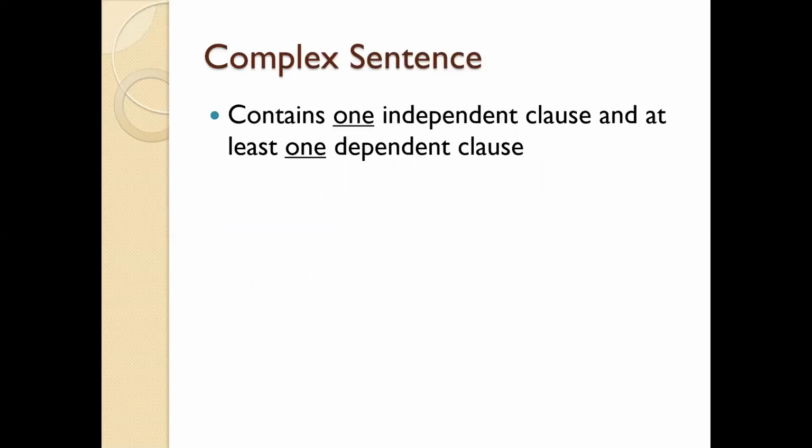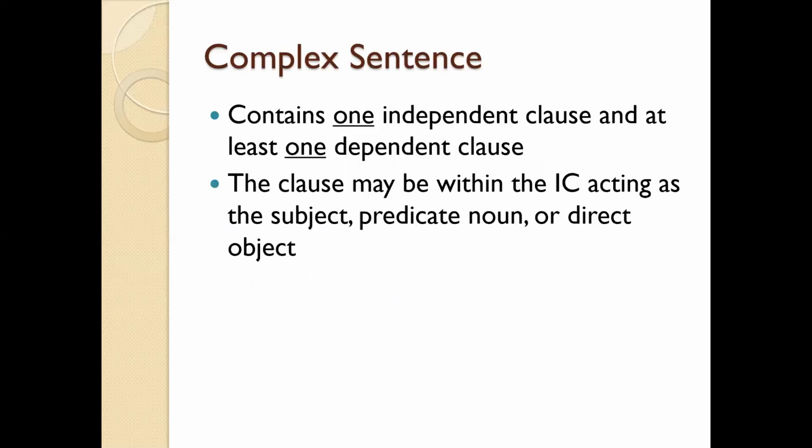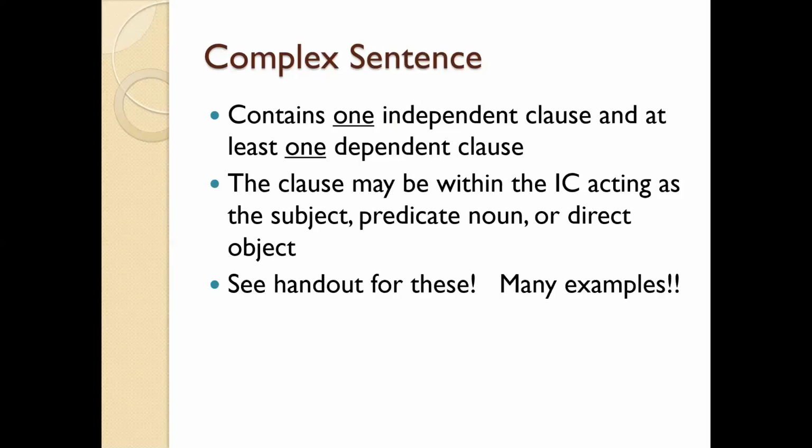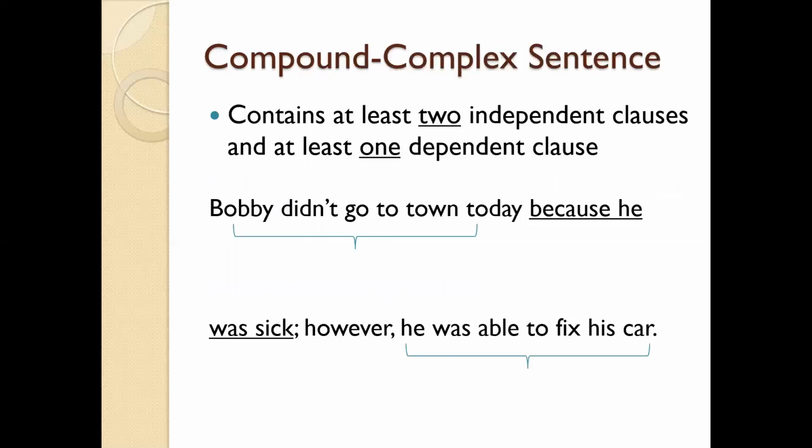Another type of sentence is a complex sentence. The complex sentence has one independent clause and at least one dependent clause. The clause may be within the independent clause, acting as the subject, predicate noun, or direct object. A compound complex sentence has at least two independent clauses and at least one dependent clause.